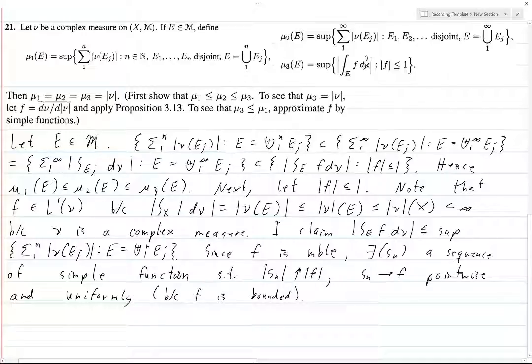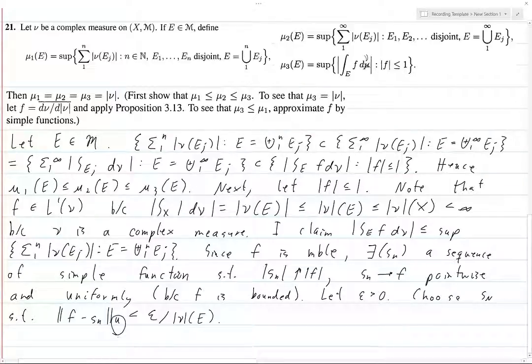And so let epsilon be greater than 0. Choose some S_n such that the uniform norm of the difference between these two is less than epsilon over the total variation of nu of our set E. Here, of course, I just mean the uniform norm, meaning the supremum over all x of |f(x) - S_n(x)|, in case that wasn't specified.